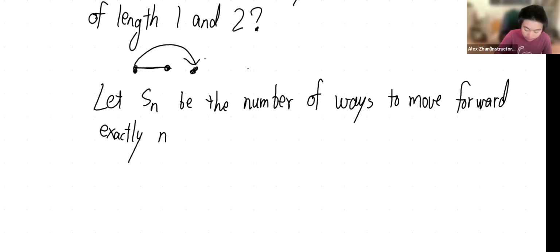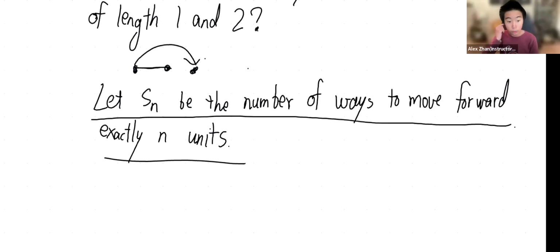Exactly n units. Then what do you think is the relationship between Sn and Sn minus 1 and Sn minus 2? I think Aiden knows it. Yeah, I think what Aiden said is correct. That is basically the idea. Okay, Kyle, you said you know the recursive relationship.